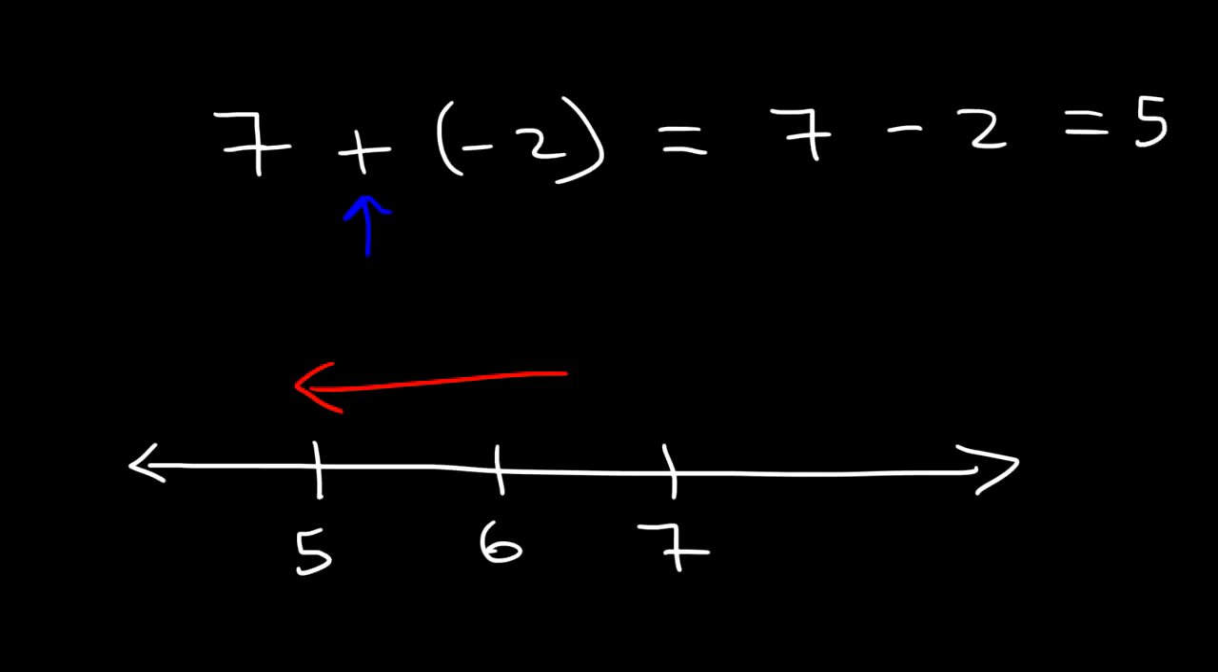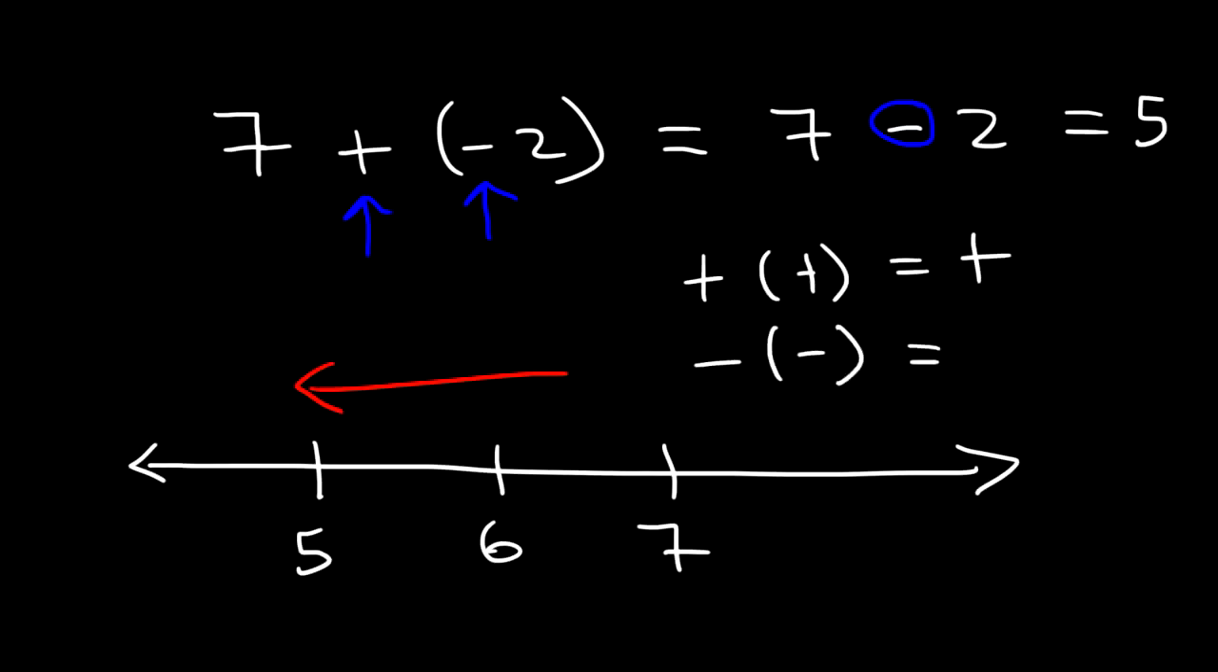A positive times a negative will give you a negative sign. If you multiply two positive signs, this will give you a positive number. If you multiply two negative numbers, you will get a positive number. But if you multiply a positive and a negative together, it will give you a negative number.